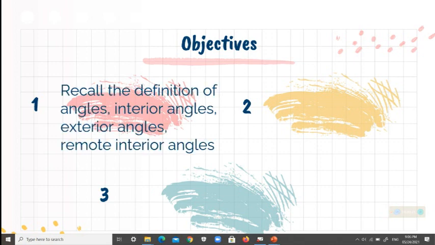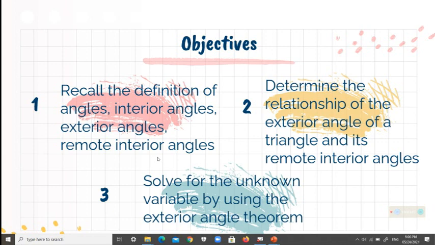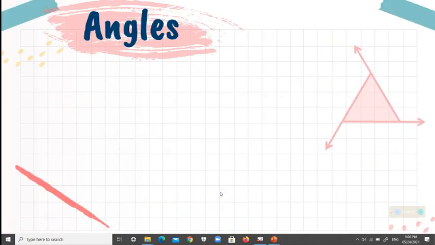Number one, recall the definition of angles, interior angles, exterior angles, and remote interior angles. Number two, determine the relationship of the exterior angle of a triangle and its remote interior angles. Number three, solve for the unknown variable by using the exterior angle theorem. For number one, let's proceed with this slide.